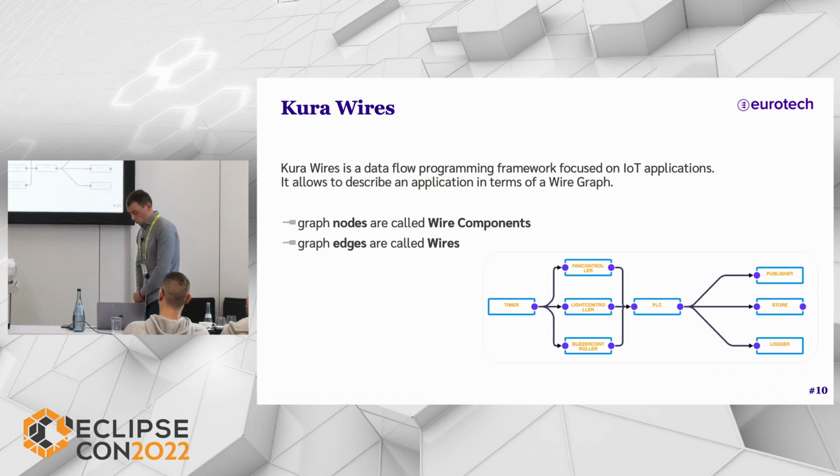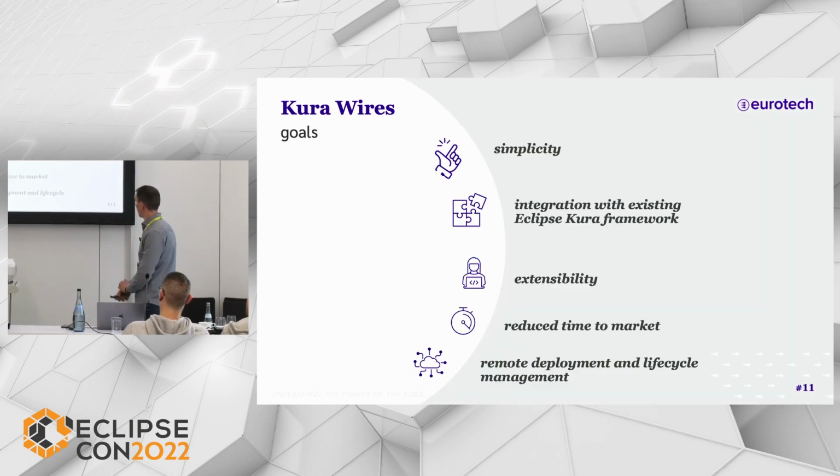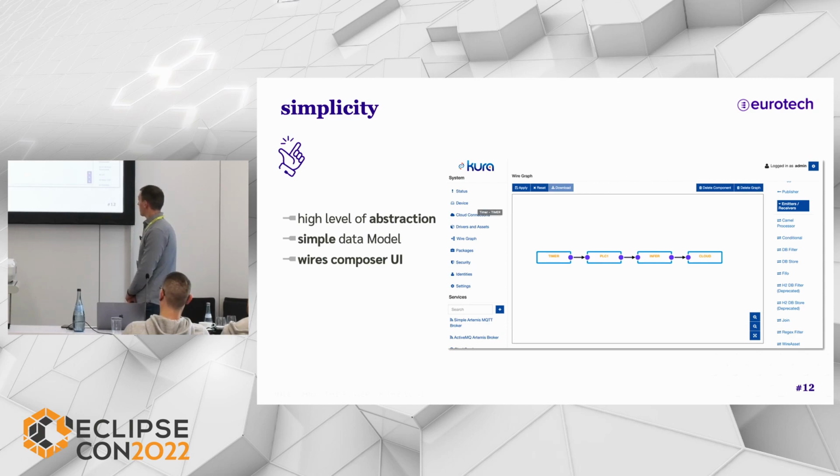So as said, Kura Wires allows you to use this programming model within the Eclipse Kura framework. The graph nodes in this case are called wire components and the edges wires. Let's see what are the goals of this framework and the benefits of it. The first and maybe the most important goal is simplicity. We want to enable also people that don't have strong programming skills to build an IoT application, and we do this by raising the level of abstraction.